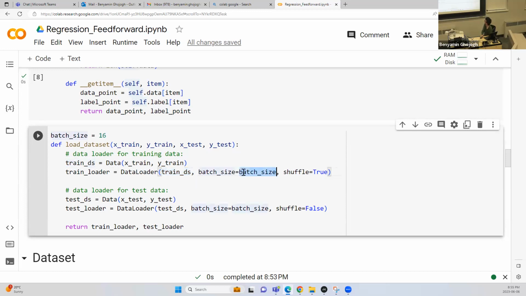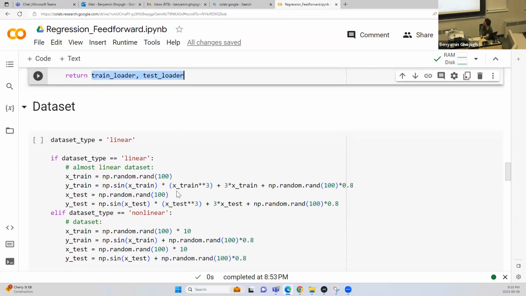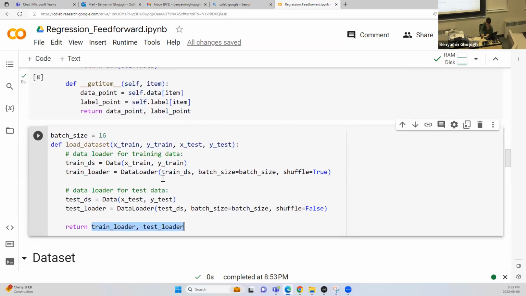So it takes the batch size, and then I say shuffle true. For the training, I want you to shuffle the data points and the batches. For the test, I set shuffle to false because I don't care. It's already trained, right? I don't want to change the order of test data. So I have train loader and test loader as the objects of data loader. I return them. So this is a function. I'm going to use that. Did I run it?